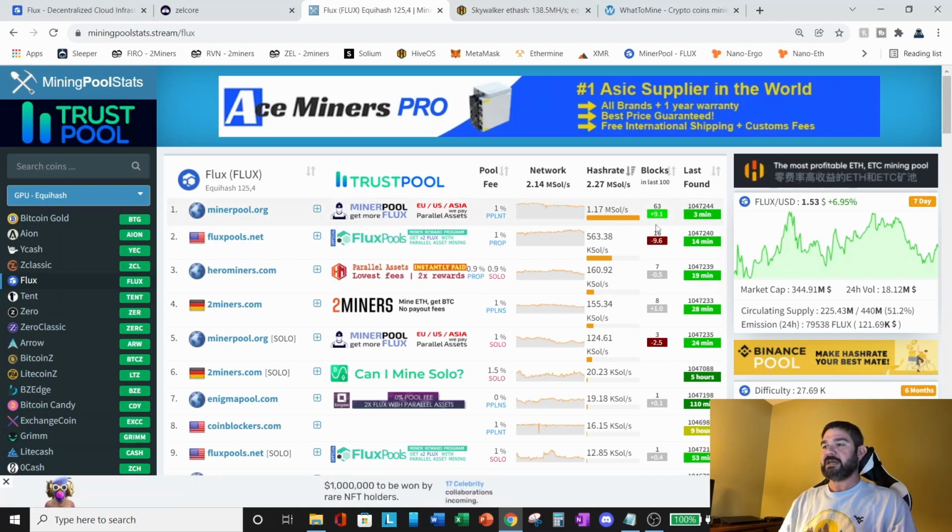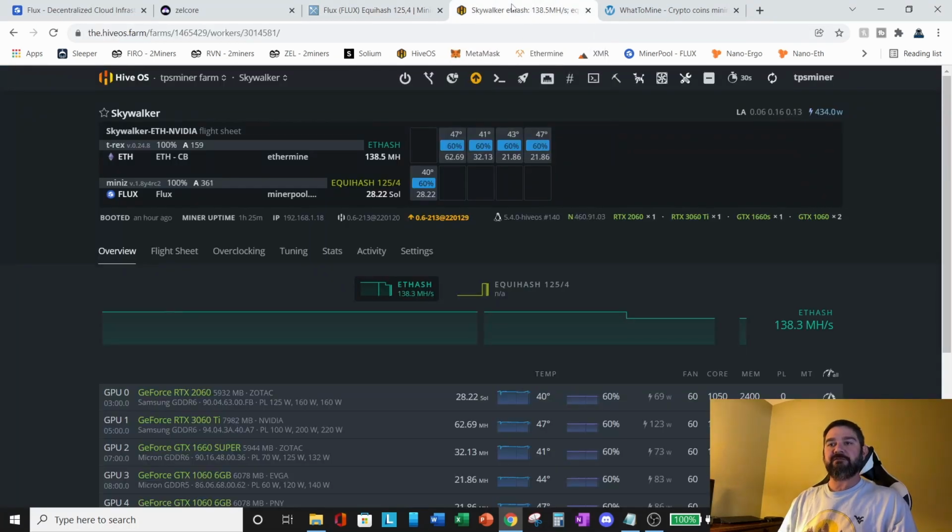As of today, January 31st, 2022, the price of Flux is $1.53. And we have seen a recent decline in the overall difficulty. So again, just a few stats on Flux. Now let's hop over to HiveOS and take a look at our setup for the 2060.